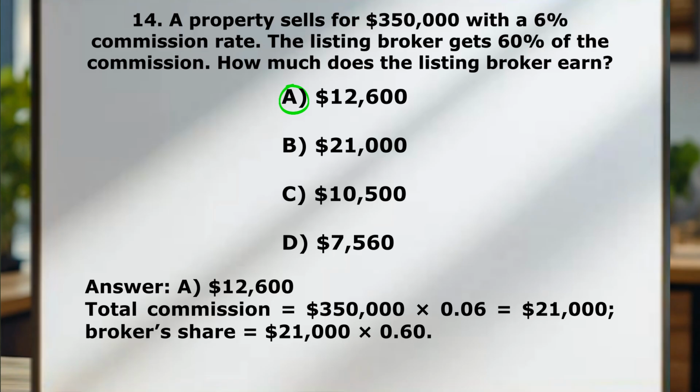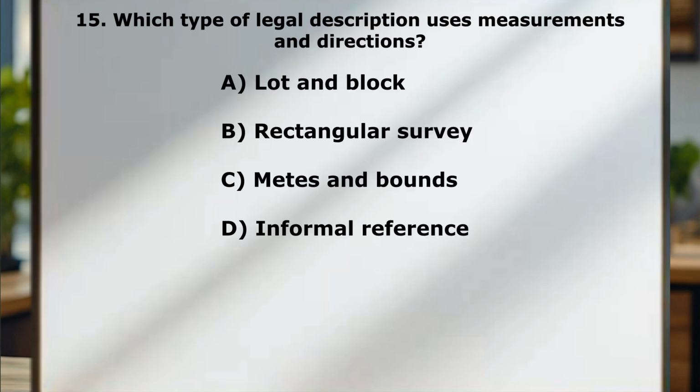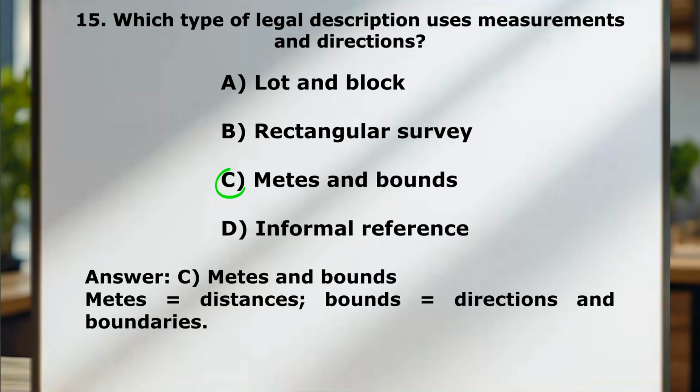So take 21,000 times 0.6 and you end up with $12,600. Question number 15. What type of legal description uses measurements and directions? A, lot and block. B, rectangular survey. C, metes and bounds. D, informal reference. Correct answer here is C, metes and bounds.